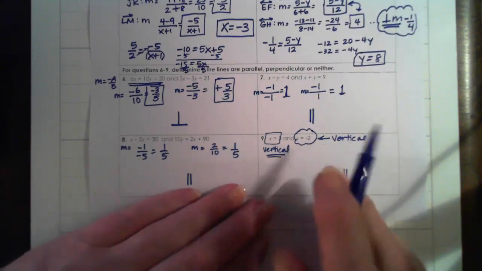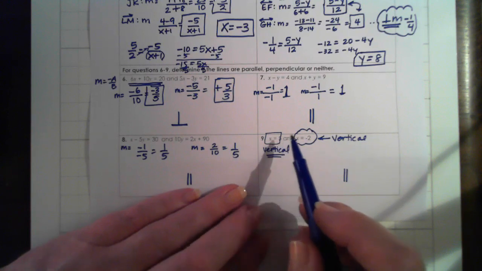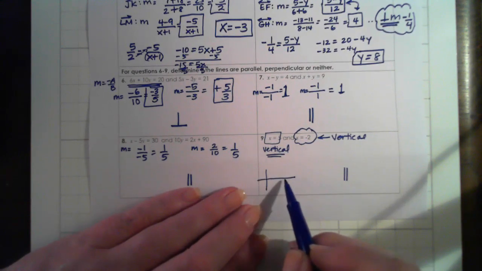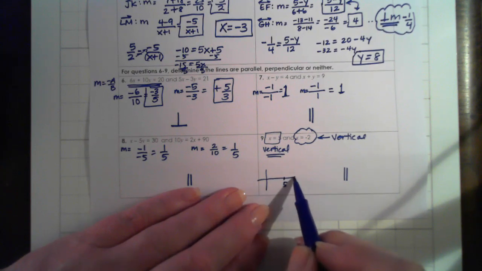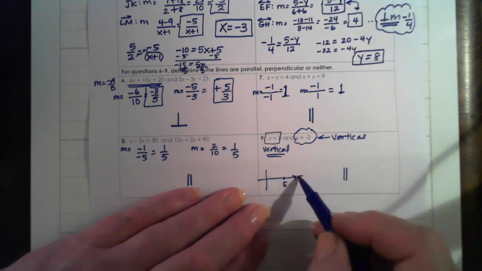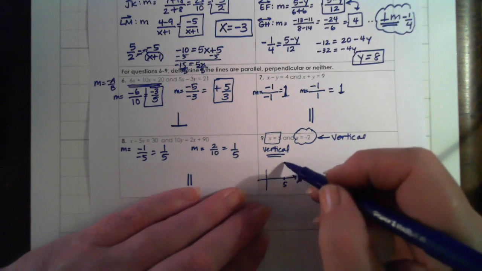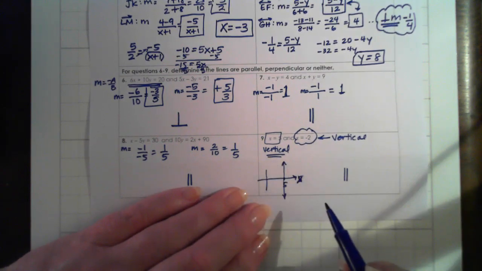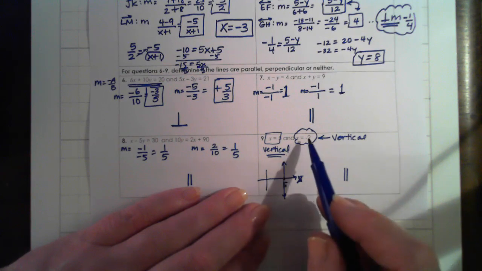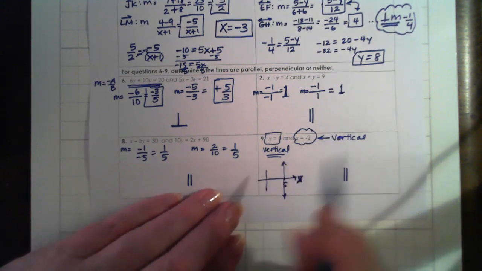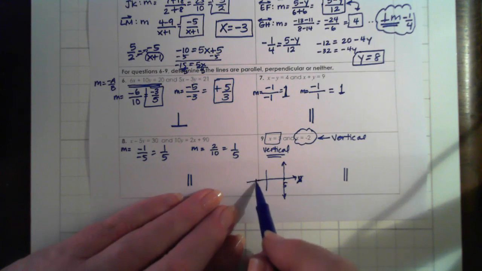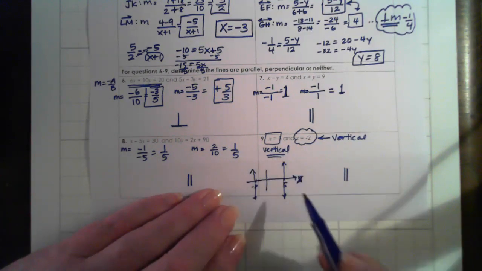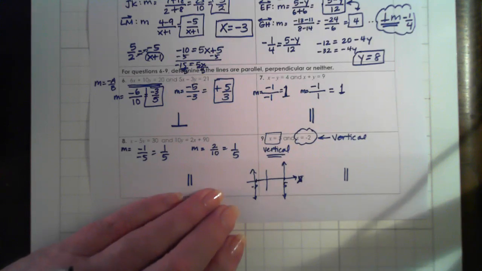And number 9 is real tricky. X equals 5. If I asked you to graph that line, you would go over to where on the x-axis there was a 5, and you would put a vertical line up and down. That is the line x equals 5. Similarly, this one is at x equals -2, which would be over here at -2, and another vertical line. They're both vertical lines, and therefore they are parallel.